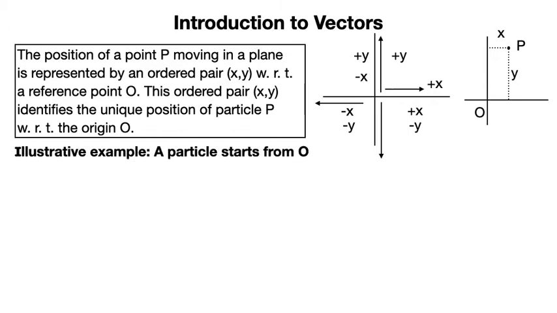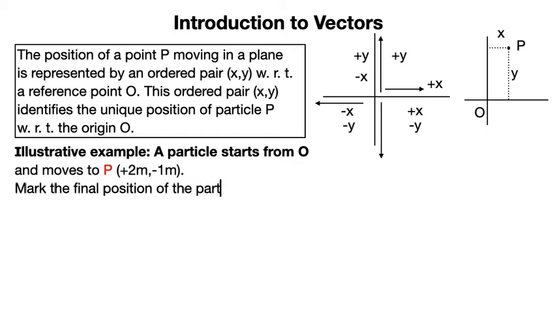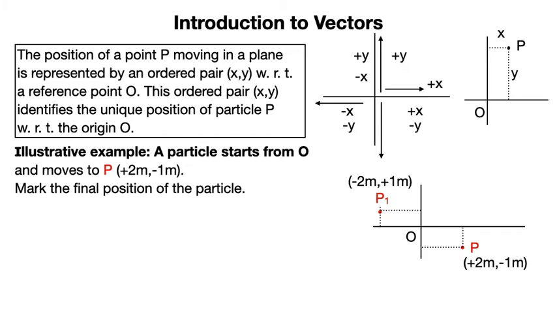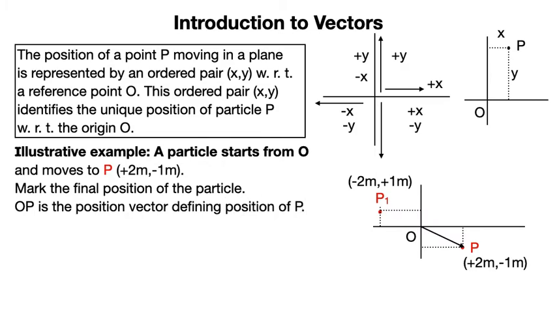Take an example. A particle starts from point O and moves to P: plus 2 meter, minus 1 meter. This is the ordered pair associated with P. Mark the final position of the particle. Plus 2, minus 1. So here we reach P. We draw a line from O to P. This is a directed line, OP and not PO. This is a directed line segment. OP defines the position vector of point P.